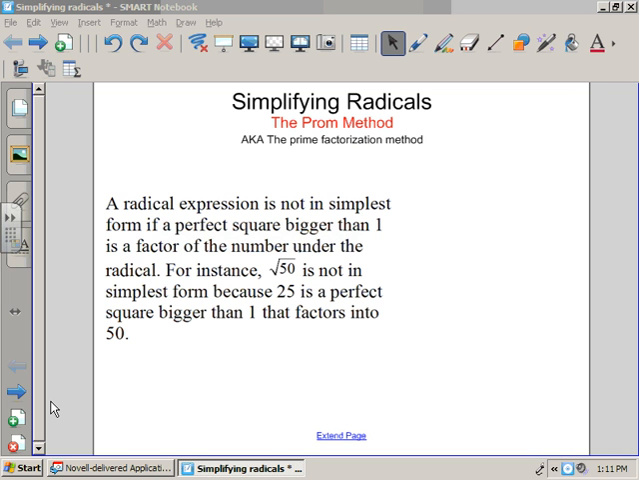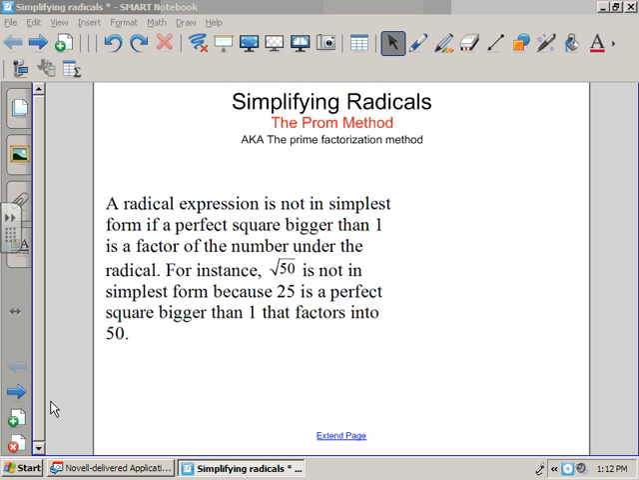This tutorial is to simplify radicals using a prime factorization method that I like to call the PROM method. It's easy to remember, and students usually do very well with simplifying radicals by using this method. My objective is that you can take any integer underneath the radical and simplify it. I'm going to teach this by example, and then I'll let you practice a few.